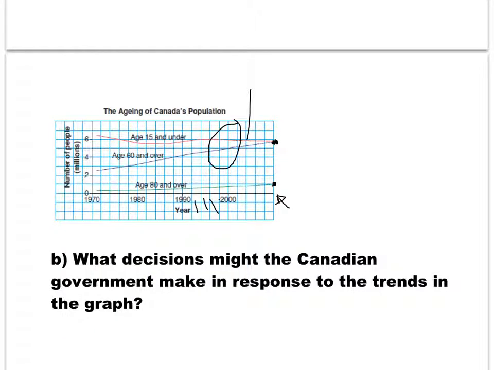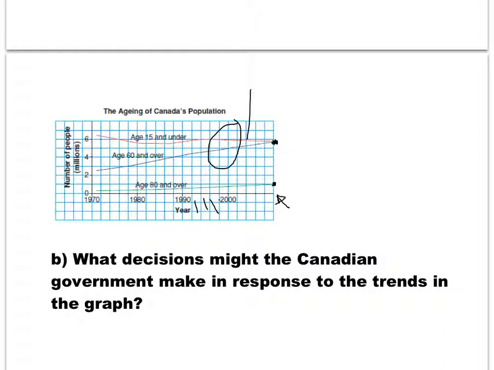Our next question is, based on this trend at 2010, what decisions might the Canadian government make in response to the trends in the graph? As you can see, the number of population of age 15 and under is decreasing, but age 60 and over is increasing. So probably what the Canadian government can do is bring more immigrants from other countries to stop the problem of future labor shortages.